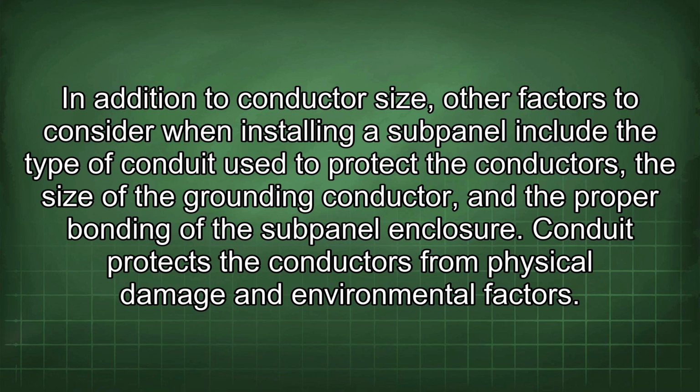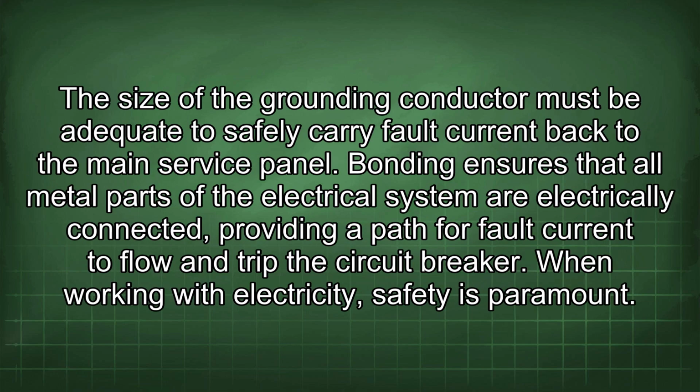Conduit protects the conductors from physical damage and environmental factors. The size of the grounding conductor must be adequate to safely carry fault current back to the main service panel. Bonding ensures that all metal parts of the electrical system are electrically connected, providing a path for fault current to flow and trip the circuit breaker.